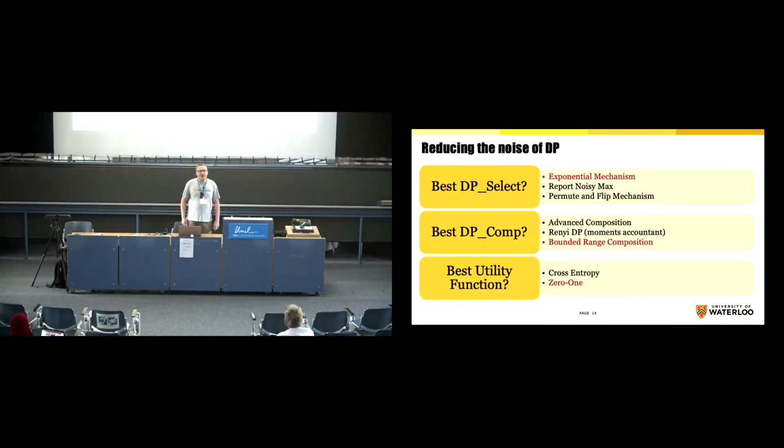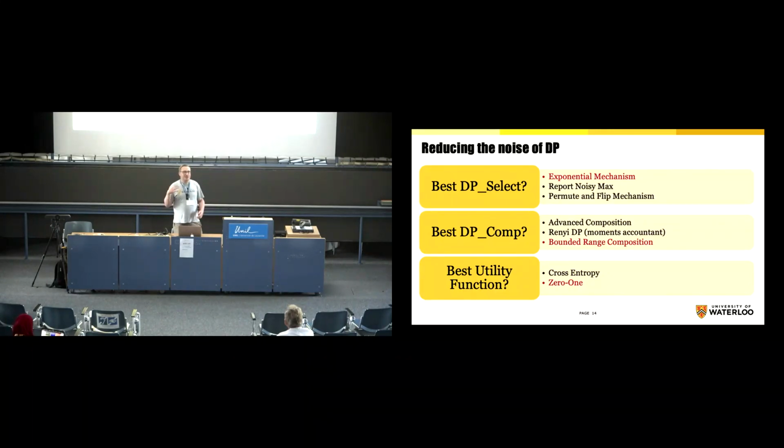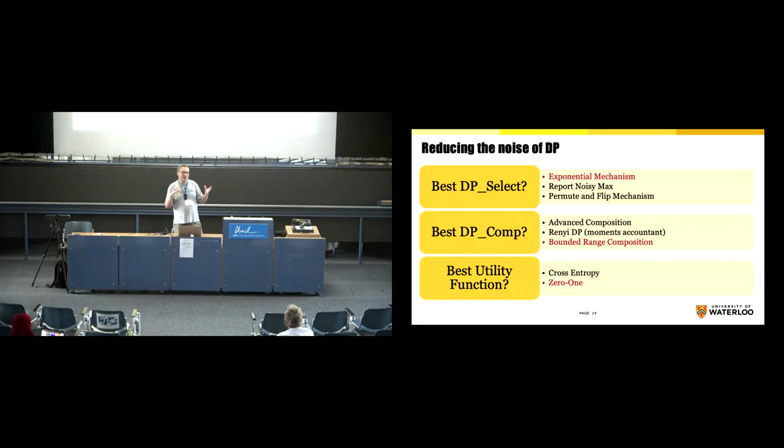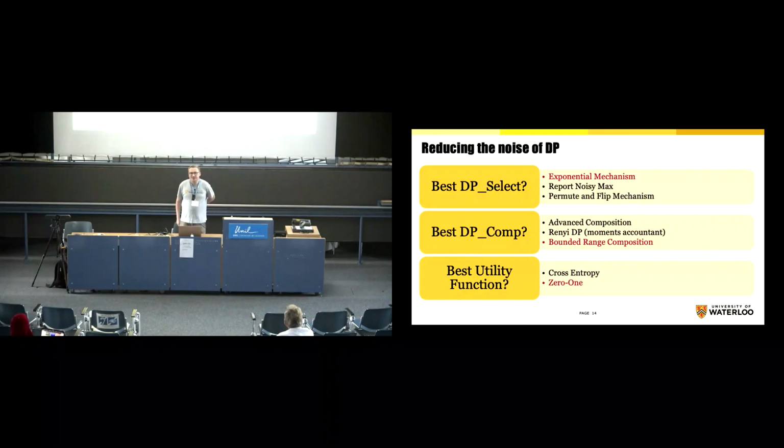We did a pretty extensive evaluation, but this part was how to reduce the noise of DP. So we looked at various options for what to use for selection: exponential mechanism, noisy max, permute-and-flip, that's a newer one. We also looked at different composition theorems, because there are different assumptions and it's not really obvious which one would be best with which, because there are trade-offs. And finally, reducing the sensitivity of the utility function.